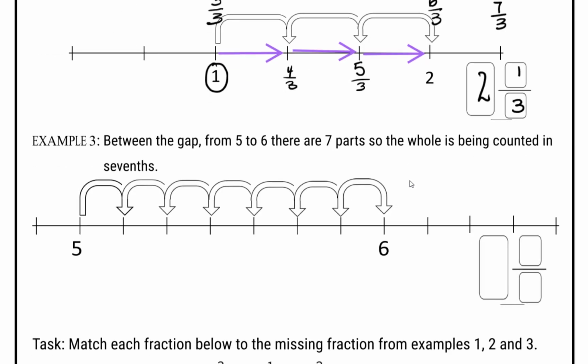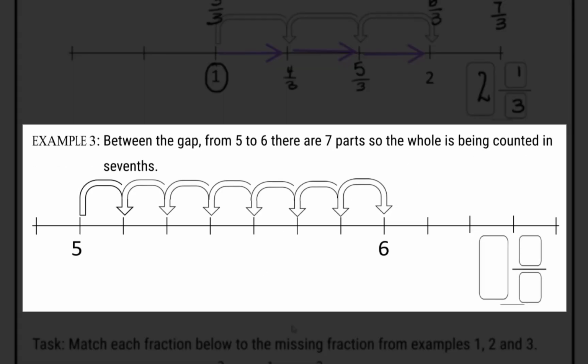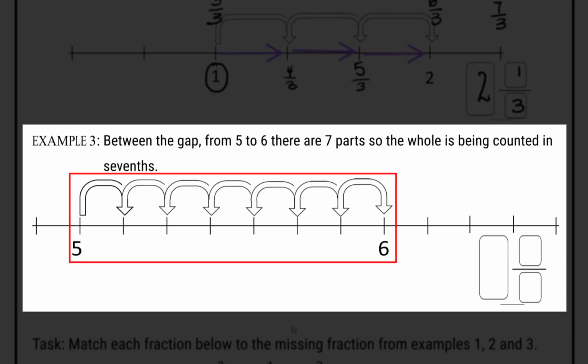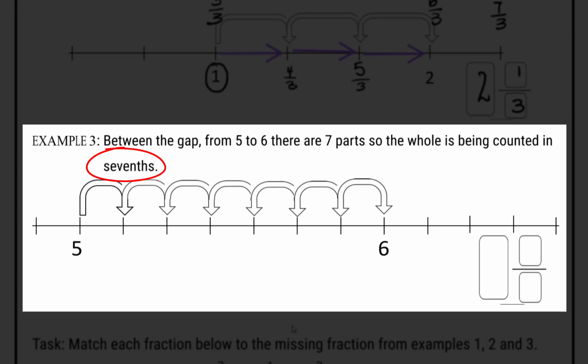Let's continue with our last example. In our last example, you notice there are 7 gaps between 5 and 6. So we're counting in sevens. That means if we continue counting, if we can jump here, that's going to be 5 and 1/7. Next, we would have 5 and 2/7, 5 and 3/7.